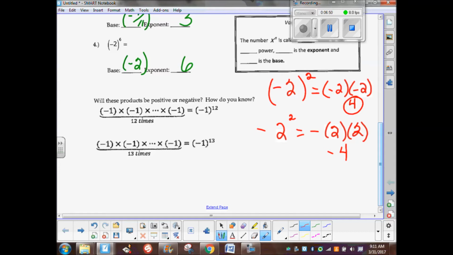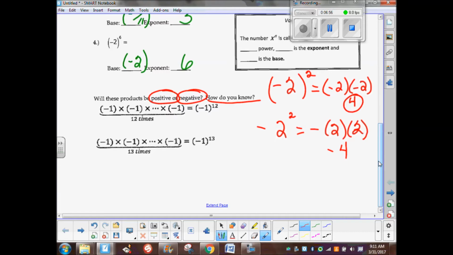All right. So this one. Will these products be positive or negative, and how do you know? A negative 1 times itself 12 times. If I have an even amount of negatives multiplied out, is that going to be a positive answer or a negative answer? Alexis? Positive. What about if I have negative 1 times itself 13 times? Tell me. Negative. Why is that? Because it's an odd number. Okay?